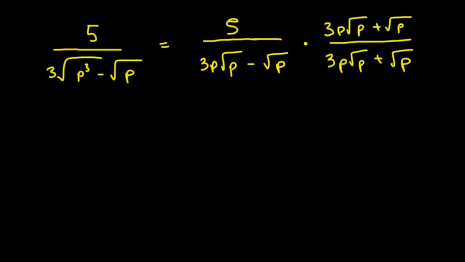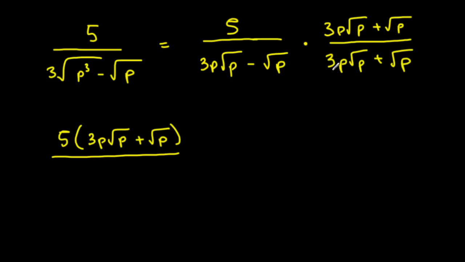Alright, and making that correction, and then distribute where I can. So if I just leave my numerator just the way it is, so 5 times the quantity 3p radical p plus radical p over, and I'll distribute this afterwards. This becomes 3p radical p times 3p radical p, which will just be 9p squared times radical p squared, so 9p cubed, minus radical p times radical p, which is just p.